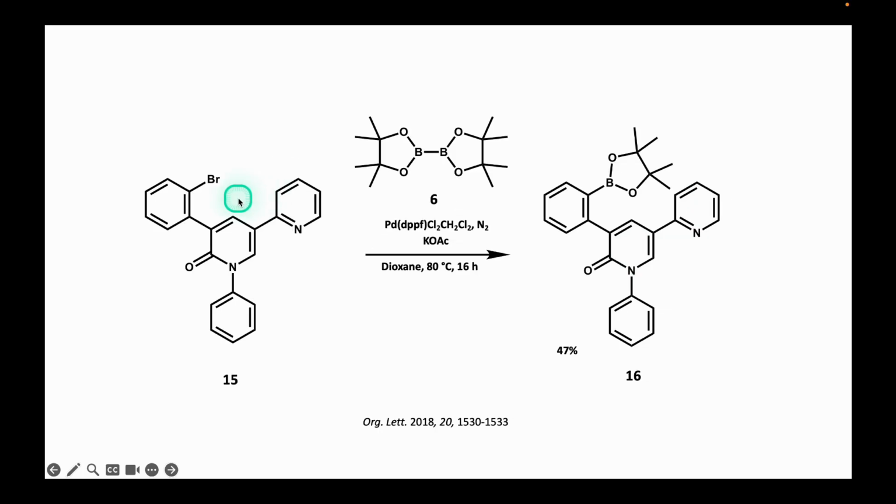To incorporate the carbon-11 labeled cyano group through the substitution of bromine in compound 15, the initial step involves replacing the bromine atom with a dioxyborylane group. This is achieved by allowing the brominated compound 15 to react with B-dioxyborylane 6 in the presence of palladium for the purpose of preparing intermediate 16.